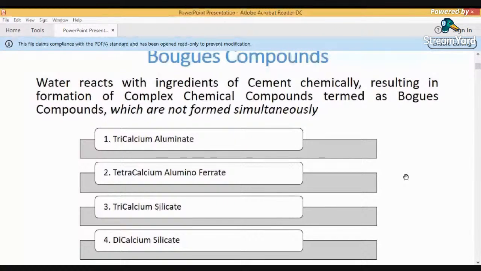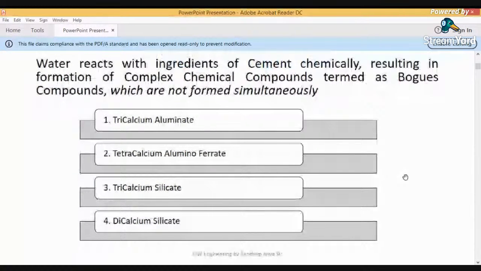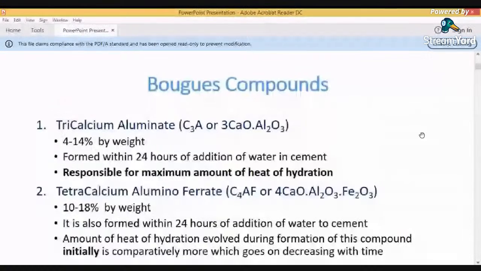And what is the role of the Bogue's compounds? Tricalcium aluminate is generally represented by C3A. It is generally present at 4 to 14% by weight, and it is formed within 24 hours. When you add water, within 24 hours this tricalcium aluminate will form, and this tricalcium aluminate is responsible for the maximum heat of hydration.